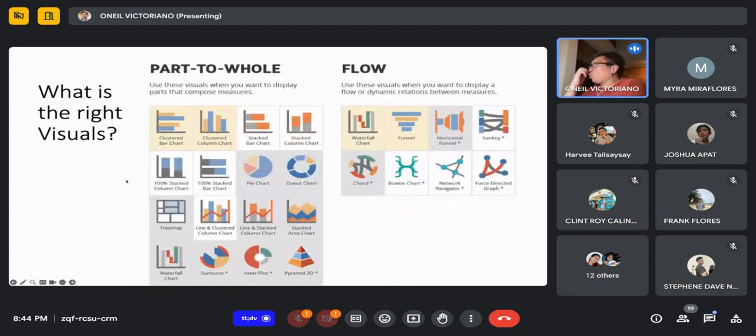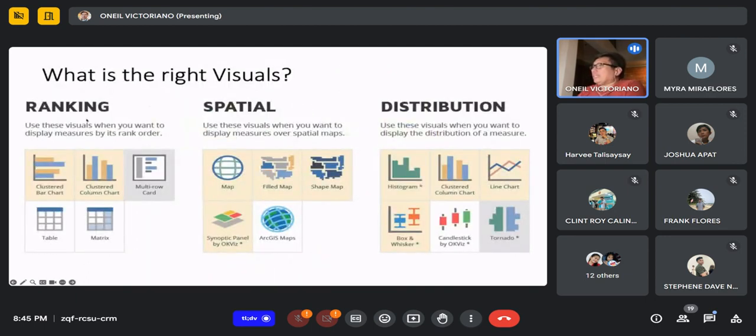How about part to whole? That is visualizing different percentages over the whole. So we have pie, donut, and different areas like pyramid. You have the same with the stacked or clustered. How about flow? Flow visuals are used when you want to display a flow or dynamic relations between measurements. So we have the waterfall chart, funnel, a horizontal funnel, and Sankey. But these are some of the visuals for flow.